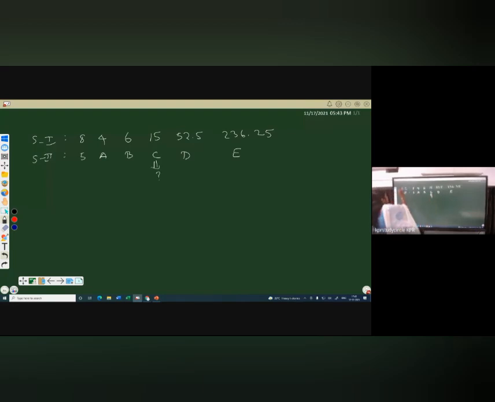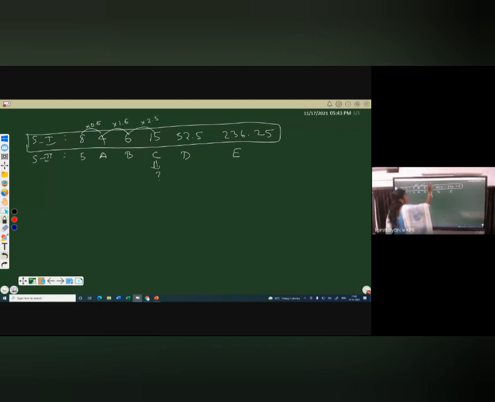Okay, let me first find out the relation in these numbers, right? So 8, 4: 8 into 0.5 is 4, 4 into 1.5 is 6, 6 into 2.5 is 15, 15 into 3.5 is 52.5, and 52.5 into 4.5 is 236.25. So just follow the same pattern here.